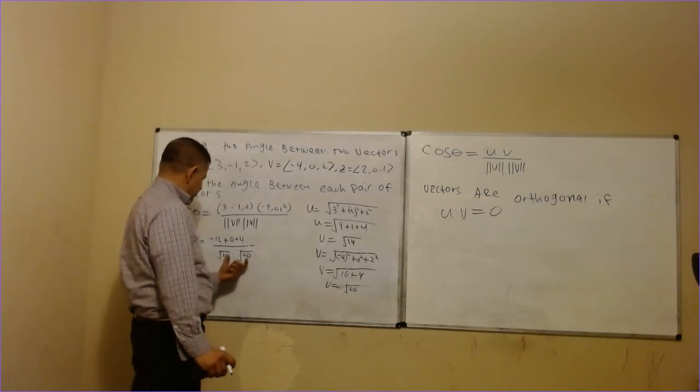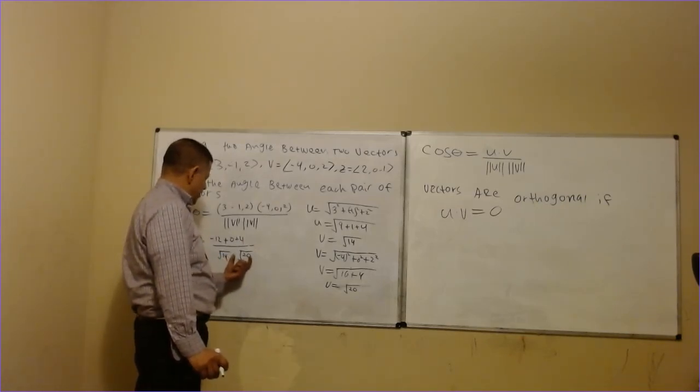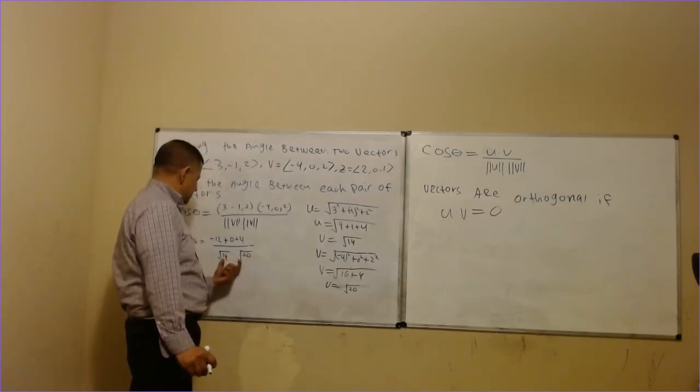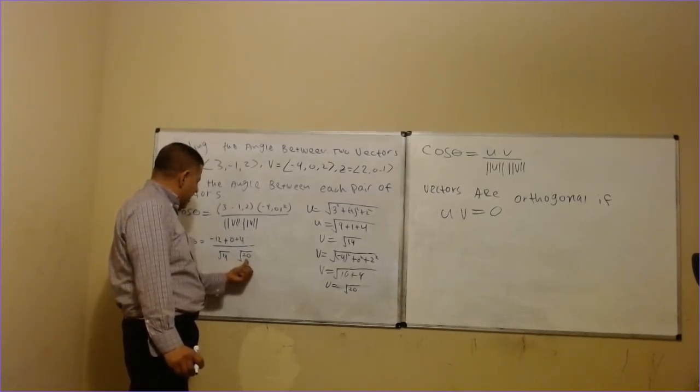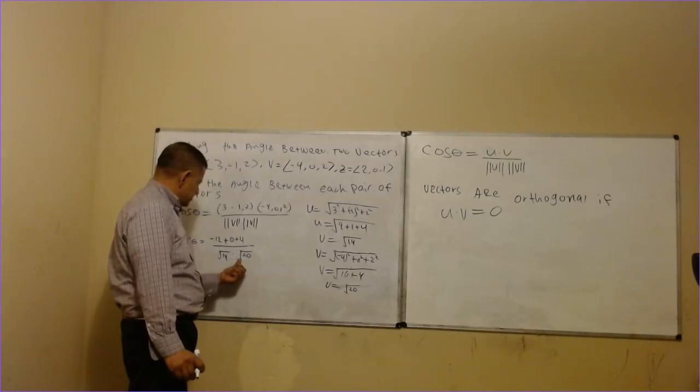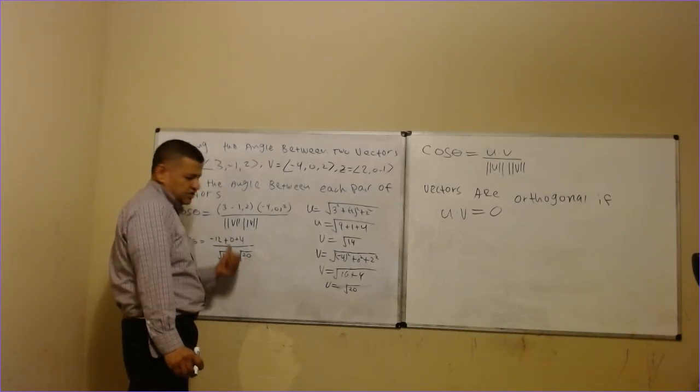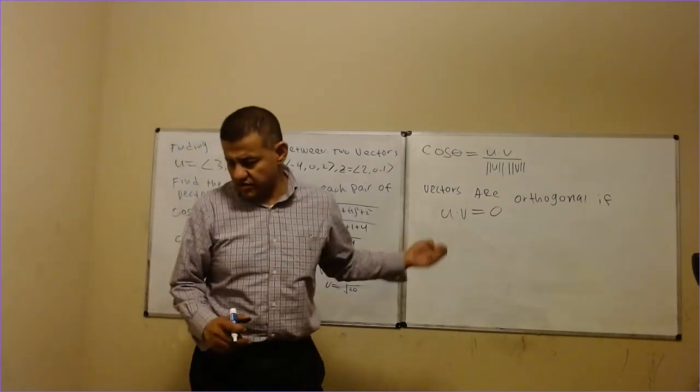Now notice what I can do here. I can factor this and take the square root of 2 out. I can factor it by 4 and take the square root of 2. The square root of 4 is 2.